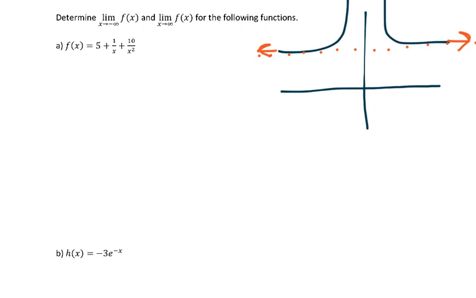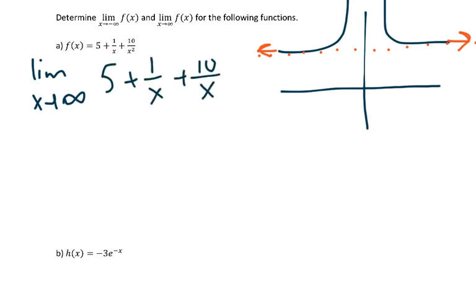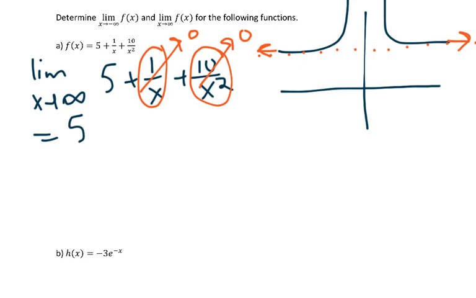So if we think about what happens to this function as x gets really large in both the positive and negative directions. So limit as x goes to infinity. So if x gets really large and positive, then these two terms that have x in the denominator are going to go to 0. So this limit is just going to be 5.